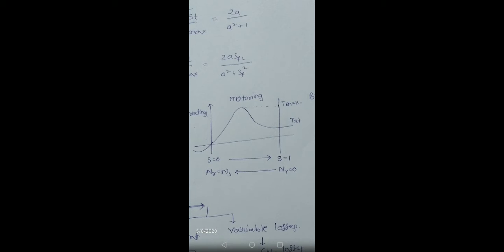S X2 square term is greater. So when slips are higher, then in torque slip characteristics T is proportional to 1 by S. T is inversely proportional to slip. The torque is inversely proportional to slip. So if torque is increasing, slips are decreasing.